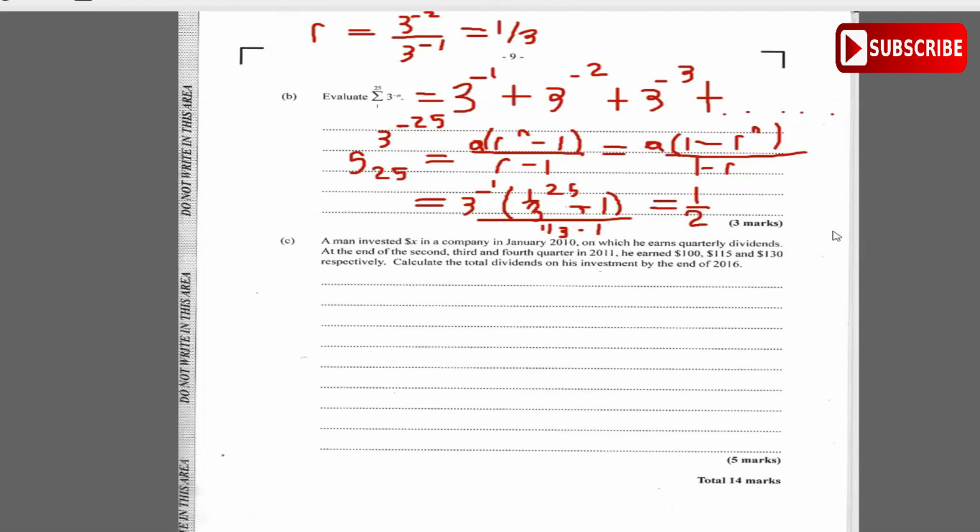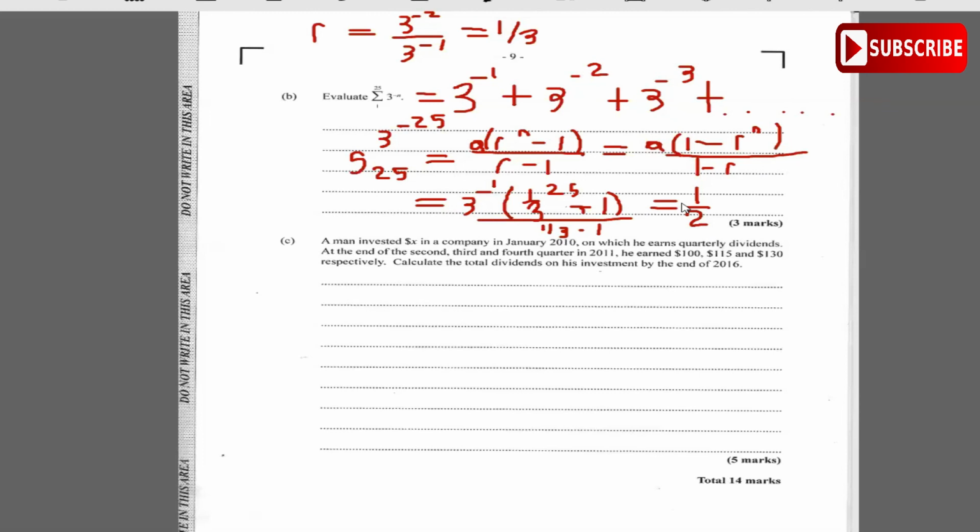So if you're brave enough, you can actually add 1 over 3 plus 1 over 9 plus 1 over 27 plus 1 over 81. You can keep on adding those and adding those, you're going to get a half. Nice and easy.